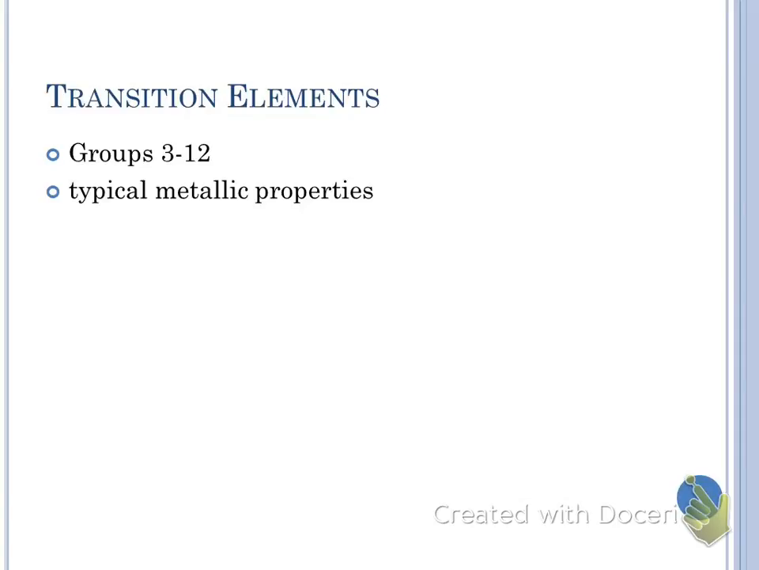What about the group that's in 3? The group that's in 3, okay, those are in a different series called the lanthanides and actinides. We're going to talk about where they go.